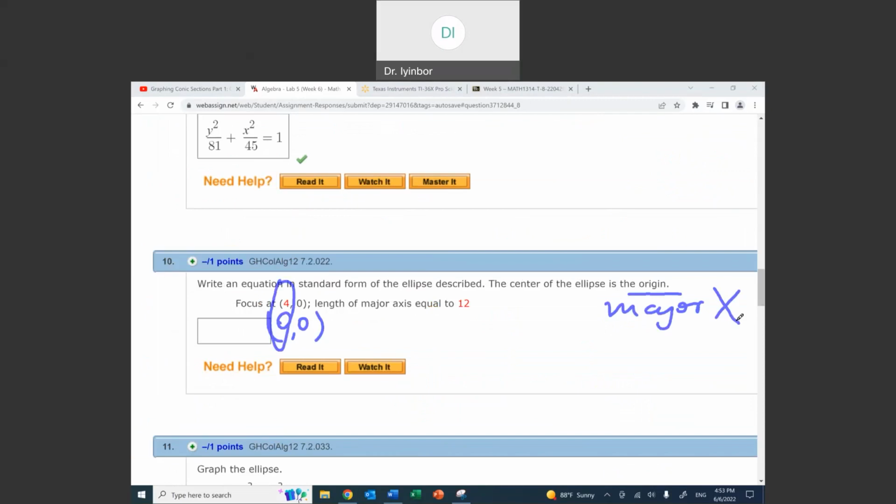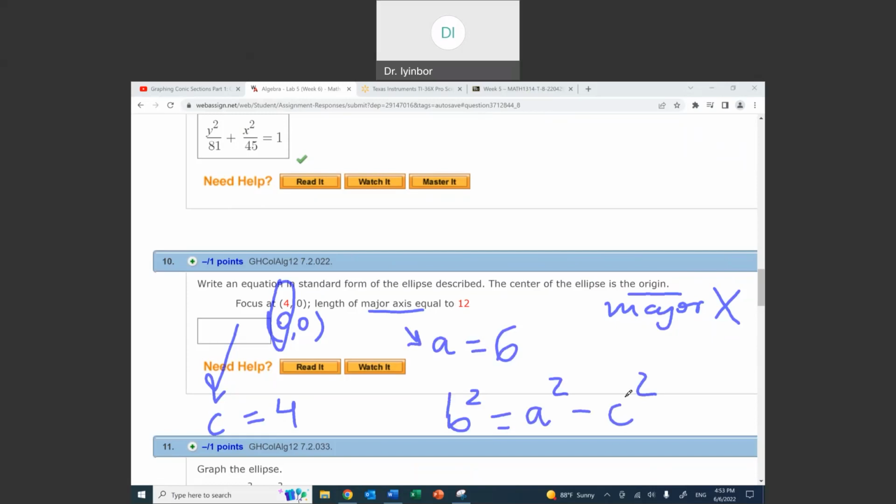And now focus is going to give me C. C is 4. And major axis is going to give me A, so I'm going to use the same formula. Now, because the major axis is 12, half of it is 6. So A is 6, C is 4, and I'm going to use the same formula. B squared is A squared minus C squared to find B. Okay, and you're doing it the same way. Just here, make sure you use the right formula. Use this formula to find b squared, and you're going to get your equation.